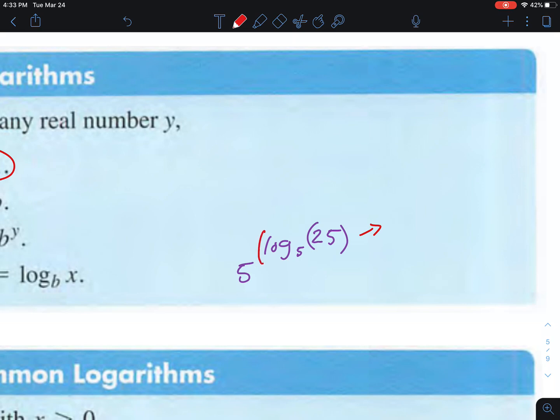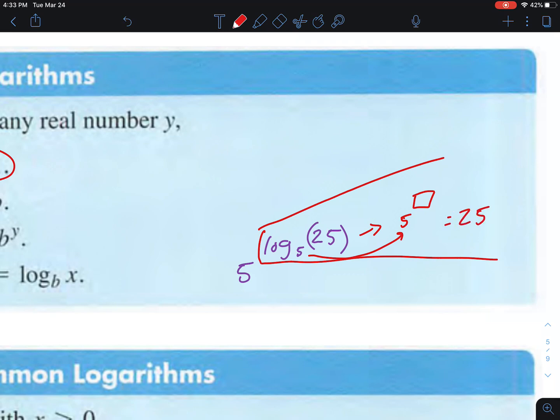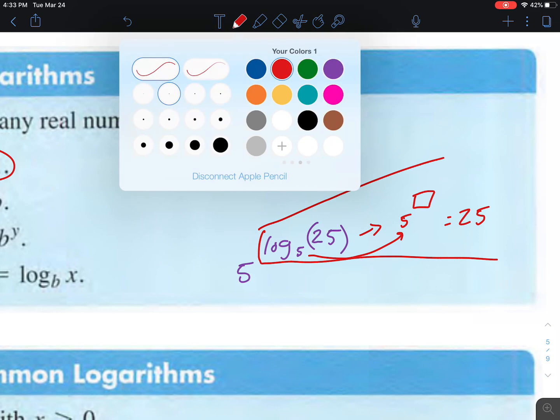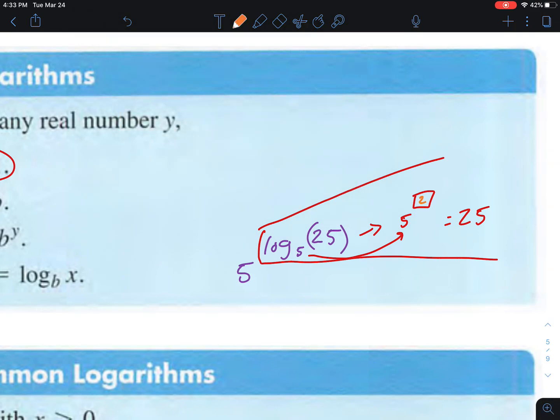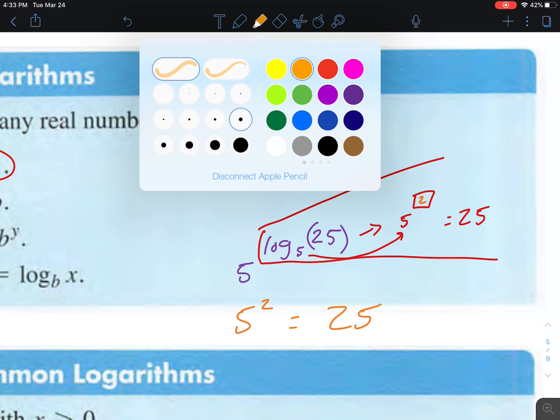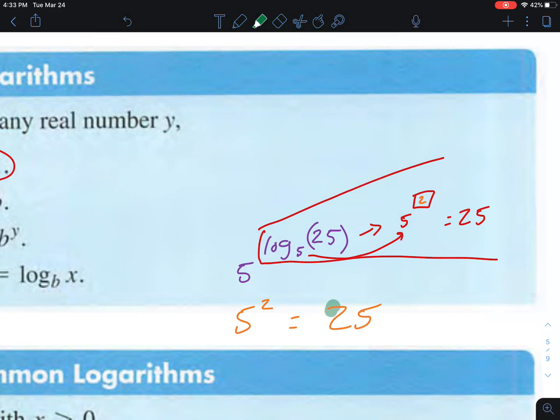Looking only at the exponent, log base 5 of 25 is saying my base is 5. I'm raising that to what to give me a 25? That answer would clearly be a 2. Now 5 raised to the 2 is 25. So it's a very interesting kind of double inverse where this 25 comes from this 25, and that's because logs are exponents.